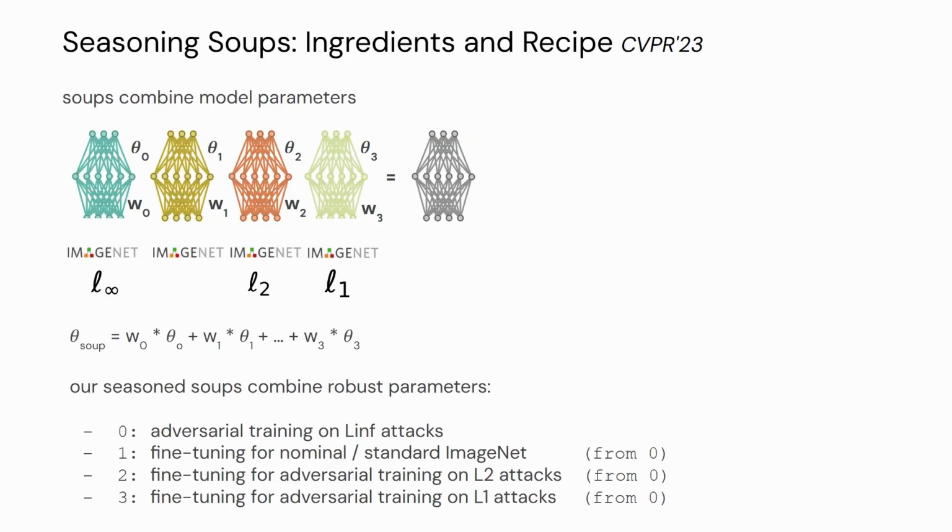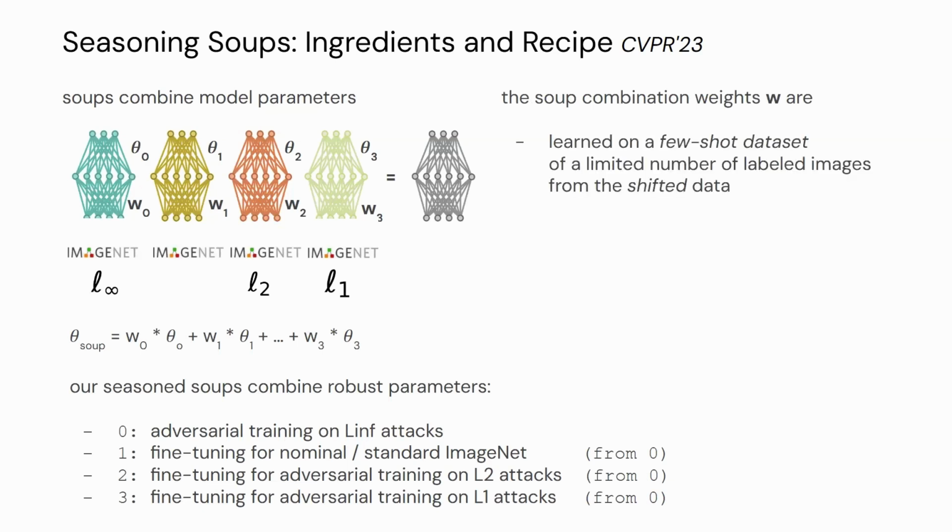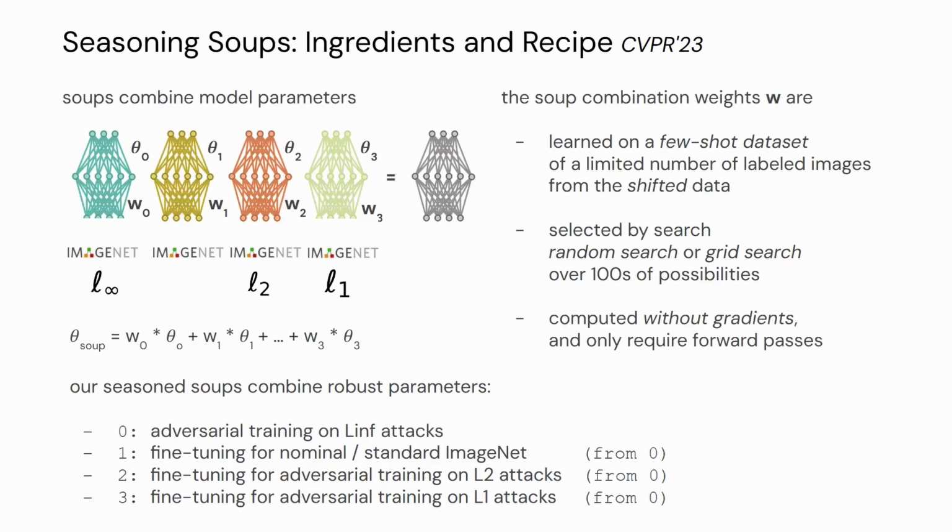So these are our ingredients. The other thing we need are the combination weights, right? We need the W's to make a soup. So here, this is where the supervision is going to come in. With a small few-shot data set, but from a shift or from a type of attack, we're going to use this to pick W. And we'll do this very simply. You can do this by random search or grid search. You just take a W, we can instantiate theta soup and run it, right? So this only requires inference. It requires no gradients, right? We just make a model, score it for how well it does, choose it, the end.